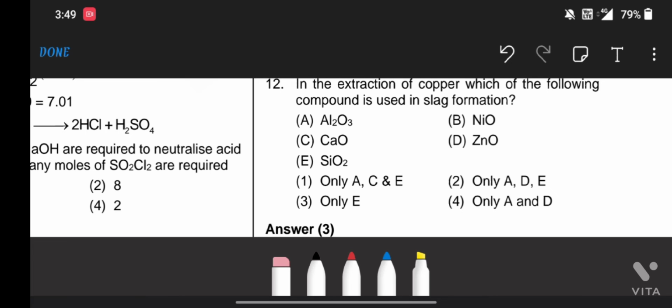Now, the options they have given are: only A, C, and E; A, D, E; only E; and only A and D. These compounds are used in slag formation.